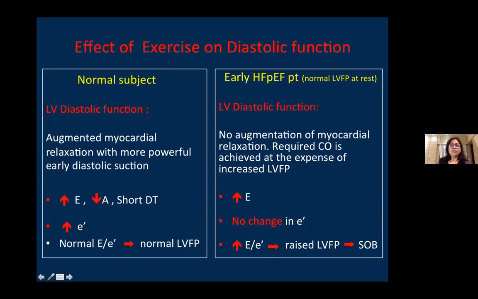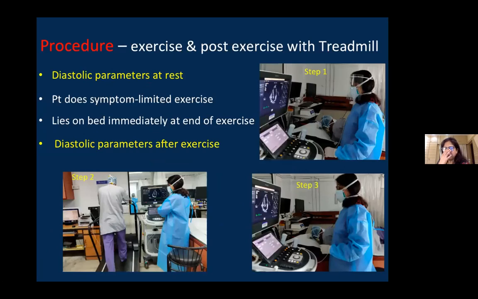So how we elicit this finding and how we identify this early HFpEF patient is by asking the patient to do the exercise. It is very, very easy to do in your lab with the help of an echo machine under treadmill.